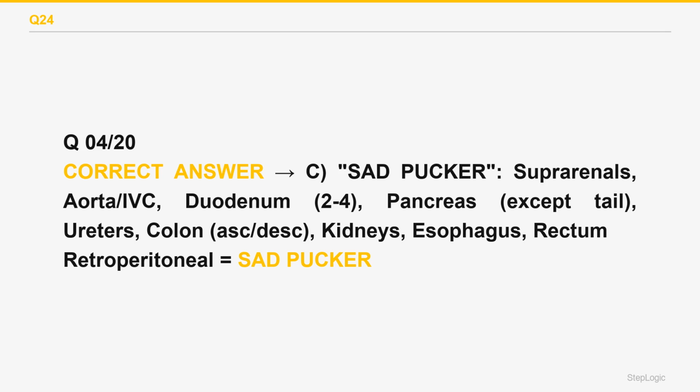Note the partial structures: the second to fourth duodenum, the pancreas except its tail, and the ascending and descending, not transverse or sigmoid, colon. The SAD PUCKER list of suprarenals, aorta, IVC, duodenum, pancreas, ureters, colon, kidneys, esophagus, and rectum identifies the retroperitoneal structures.